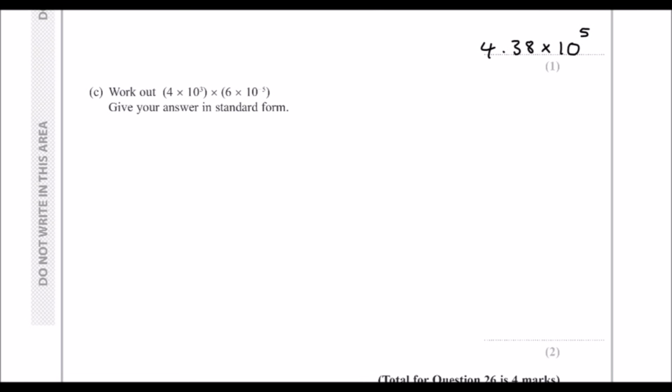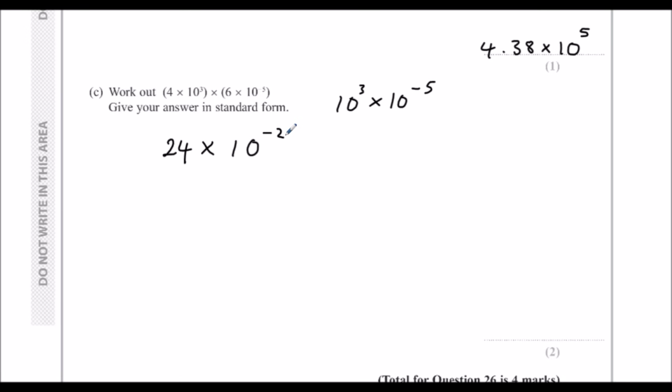Part C, work out 4 times 10 to the power of 3 times 6 times 10 to the power of negative 5. Give your answer in standard form. So here we can times the numbers, the 4 and the 6. 4 times 6 is 24. And then times the indices. When we multiply by indices, we add the powers. So we've got 10 cubed times 10 to the power of negative 5. We're going to add the powers. So 3 plus negative 5 is the same as 3 take away 5. So it's times 10 to the power of negative 2. 24 times 10 to the power of negative 2.